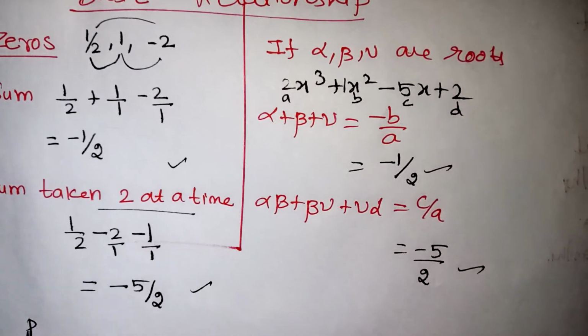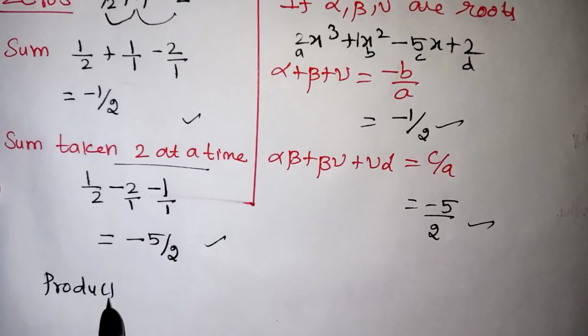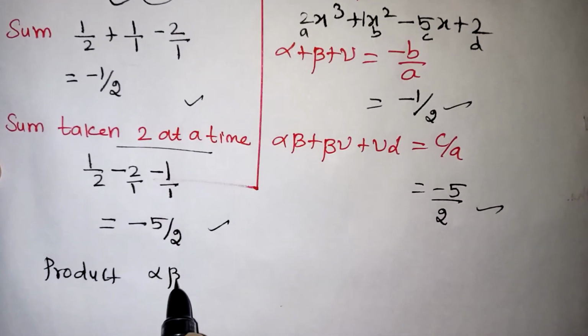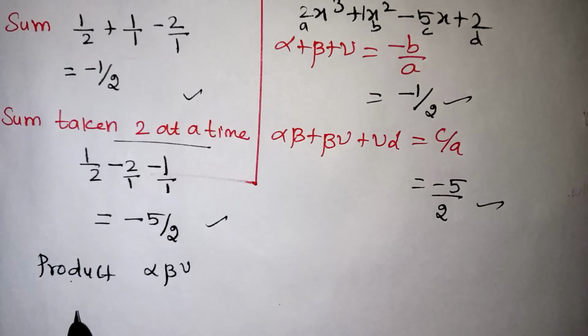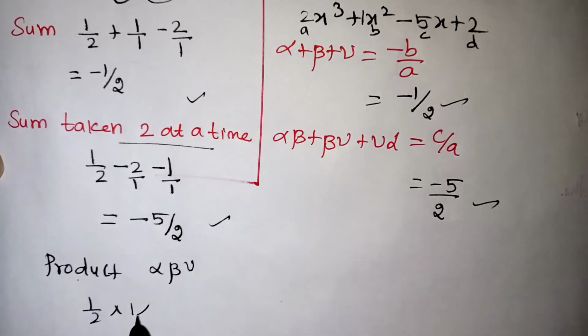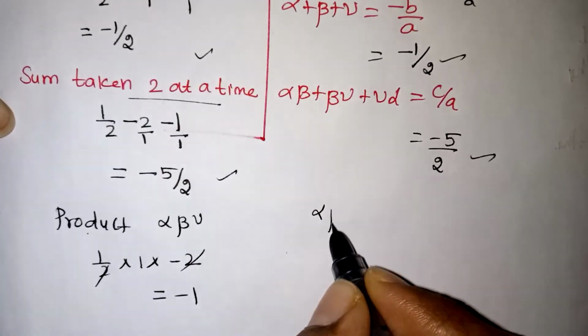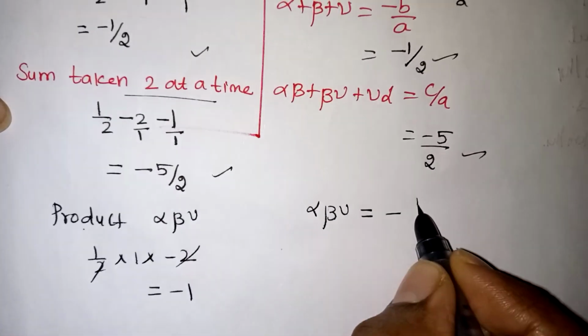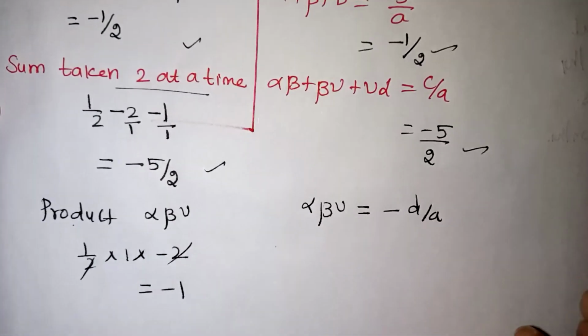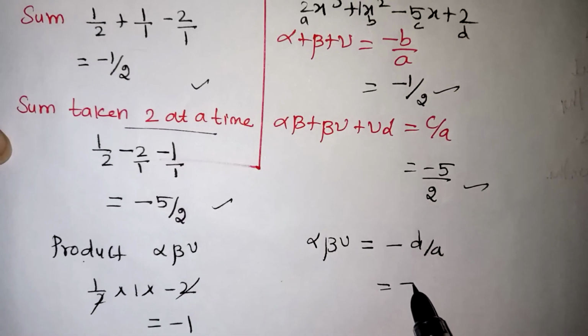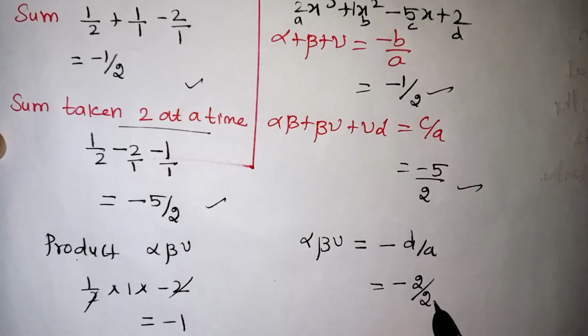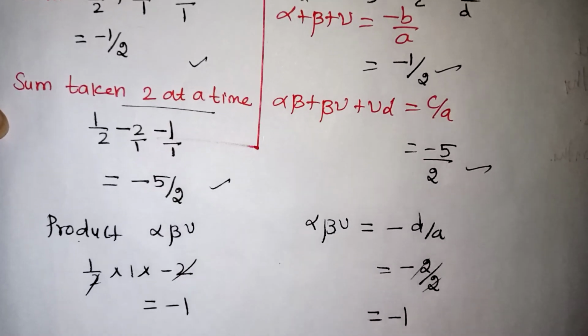The last one is the product. Product is nothing but alpha beta gamma. Here normally I should multiply 1 by 2 into 1 into minus 2. 2 will get cancelled. Answer is minus 1. Here for alpha beta gamma, my formula is minus d by a. Here minus d is minus 2, and a is also 2. 2 and 2 will get cancelled. My answer is minus 1.